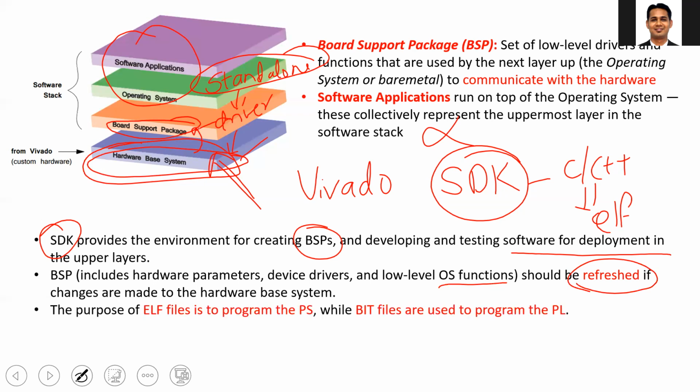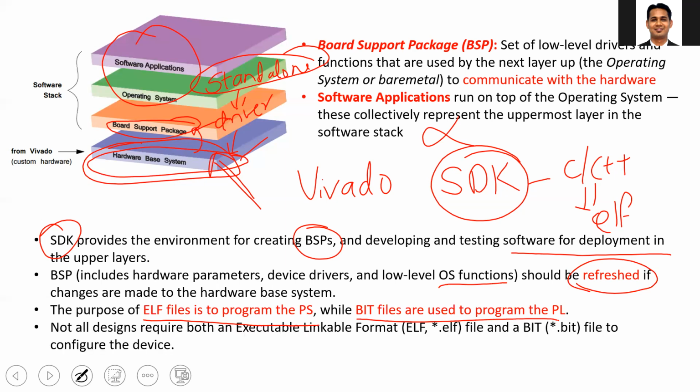As you know, we are generating ELF files to program the PS, that is the ARM processor, and a bit file to program the PL. In some cases, you may not need a bit stream because you are not using the FPGA, while in other cases you don't need an ELF file because you are not using the ARM processor. For example, till now you were using only the FPGA, so you were generating only the bit stream.